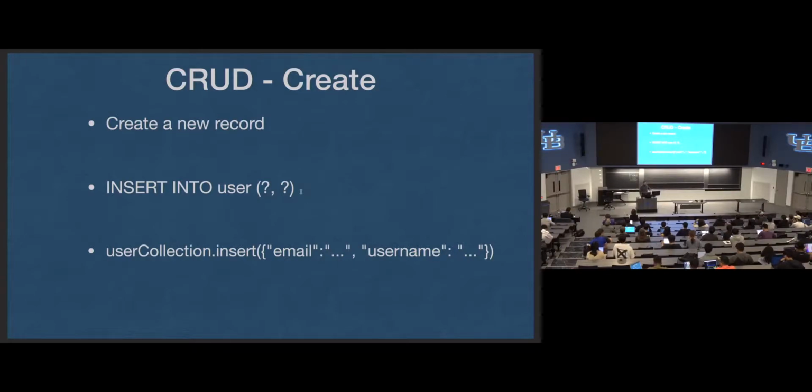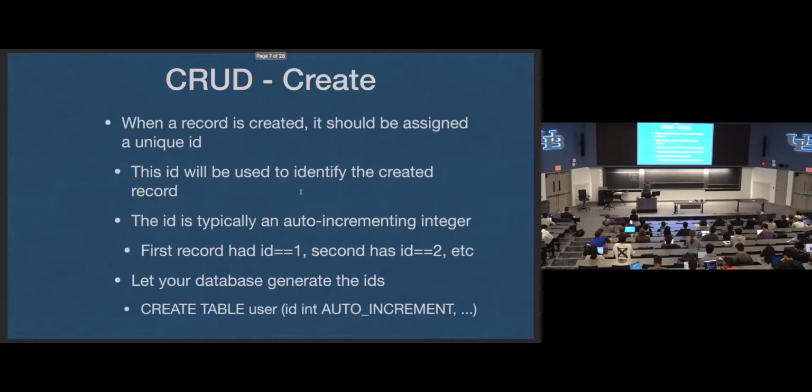So insert into a database. When we insert, a new record should be created. So we're going to add a new record into our database, a new row into our table, or a new document in our collection. We want to create an ID for that record. These should typically be integer values that auto-increment starting at 0 or 1.